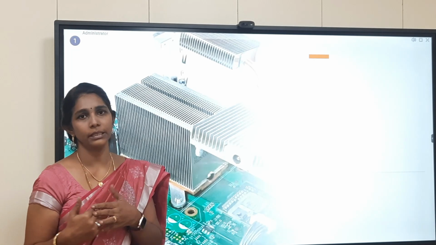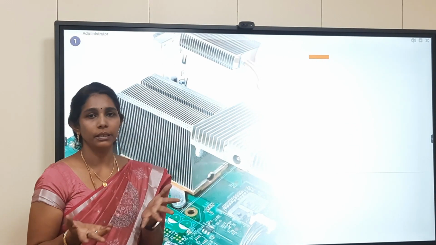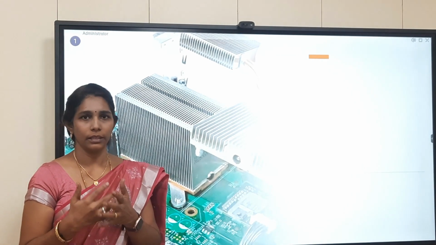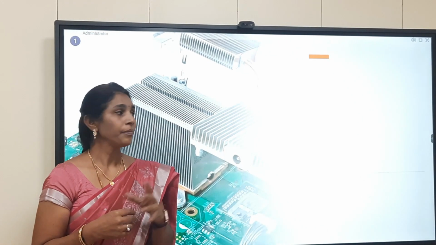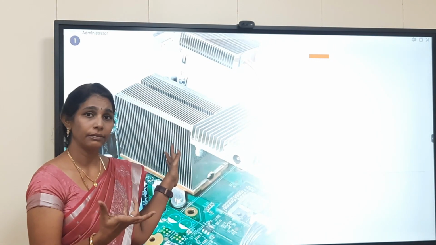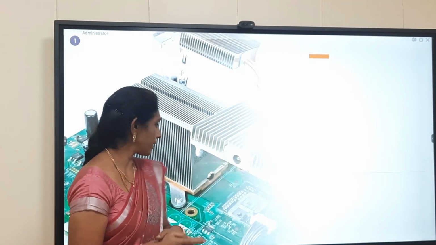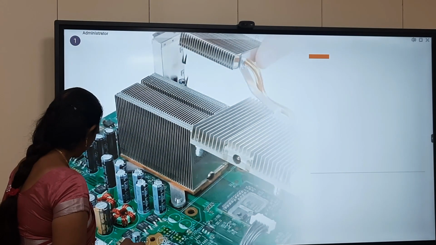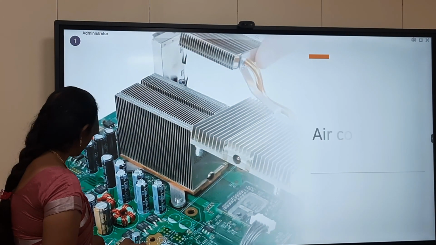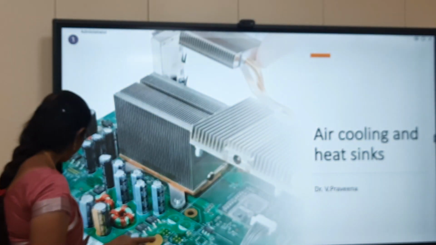We have seen step by step how it was modeled and how to evaluate its performance, that is the thermal heat transfer and the efficiency of the heat sink. So this theory will help you understand the physical significance of the parameters that really affect the heat sink performance. So in this class we are going to see about air cooling and heat sinks.